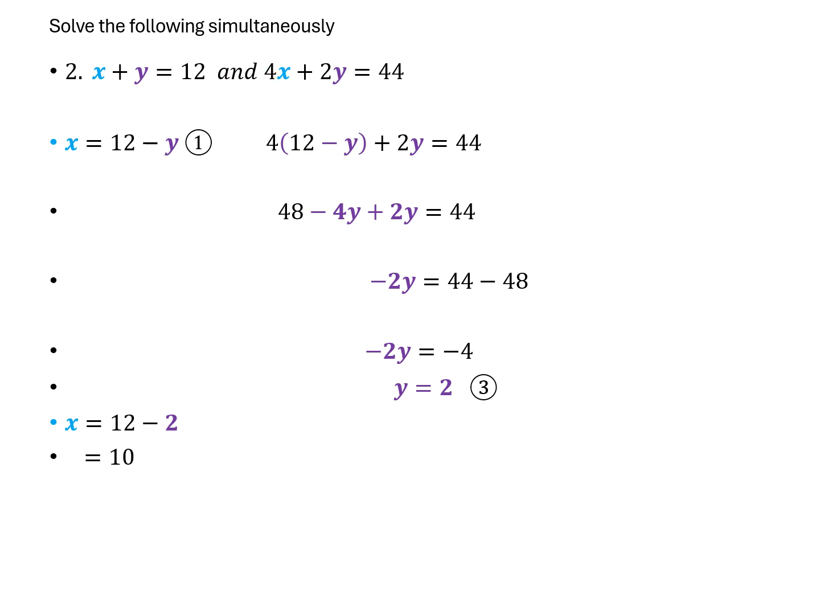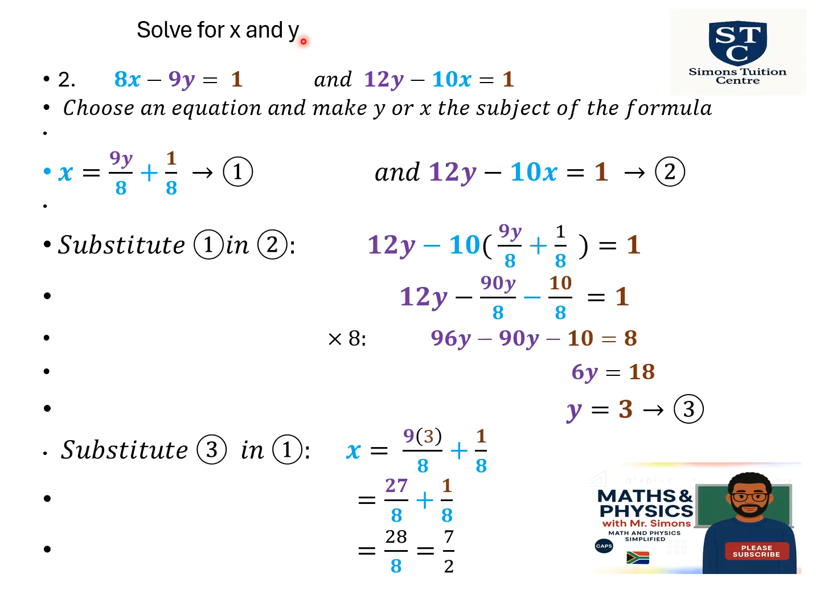Right, let's go to the third problem. Solve for x and y. So they gave me 8x minus 9y equal 1 and 12y minus 10x equal 1. Alright, so this is just to show you that I can make it more difficult. But yeah, it's not really difficult. It's a concept of, do you see the pattern and you understand how to solve it using that pattern.